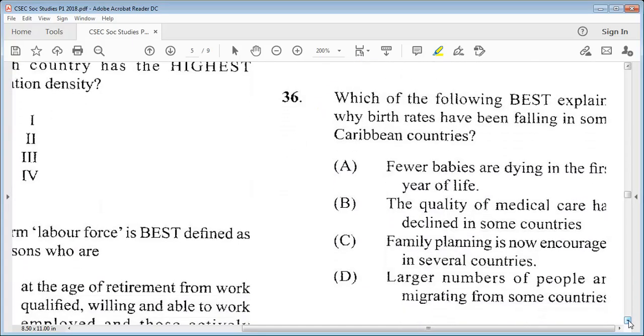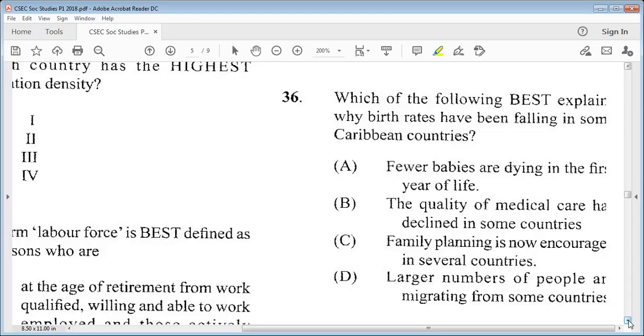Which of the following best explained why birth rates have been falling in some Caribbean countries? A, fewer babies are dying in the first year of life. B, the quality of medical care has declined in some countries. C, family planning is now encouraged in several countries. Or D, larger numbers of peoples are migrating from some countries.